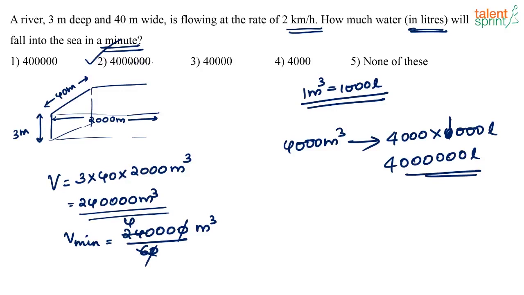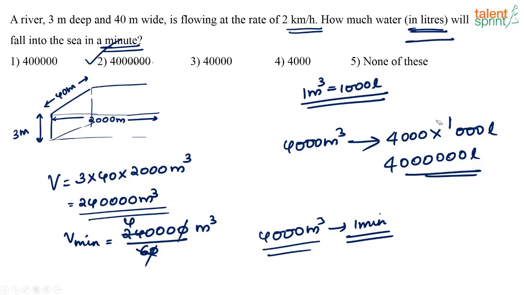Clear? I hope you understand what I have tried to find out. I know that water is traveling a distance of 2 kilometers per hour, and I know the depth and the width. With that, I am finding out the volume, or the space taken up by water in 1 hour, which is so many meter cubes. So in 1 minute, what is the volume taken up by the water? The water is occupying 4000 meter cube in 1 minute. Now, what is the question? They are asking how many liters of water will fall into the sea in 1 minute. So 4000 meter cube is equivalent to how many liters? We know 1 meter cube is equal to 1000 liters. So just substitute that there, and you will get the answer.